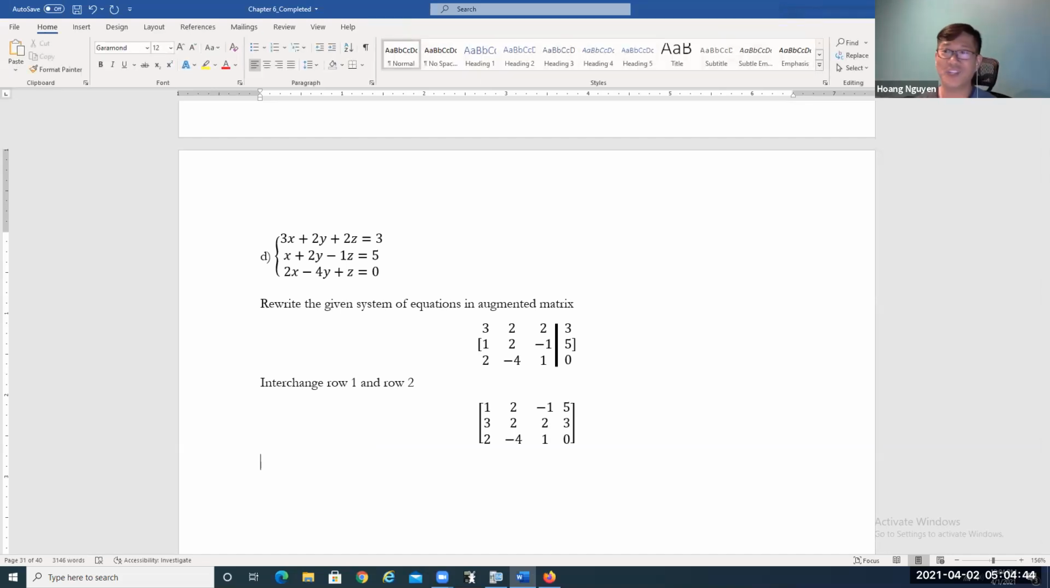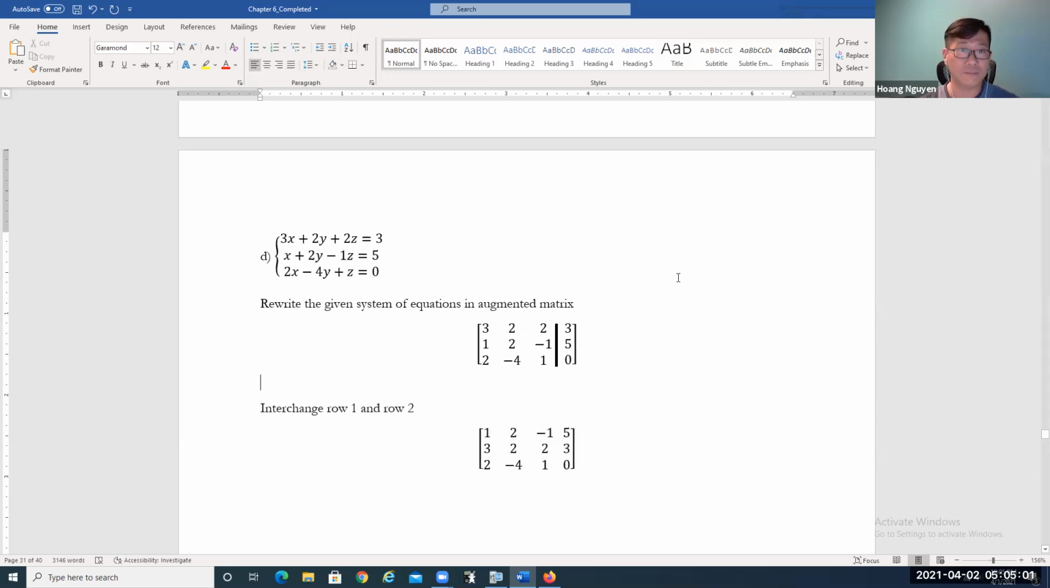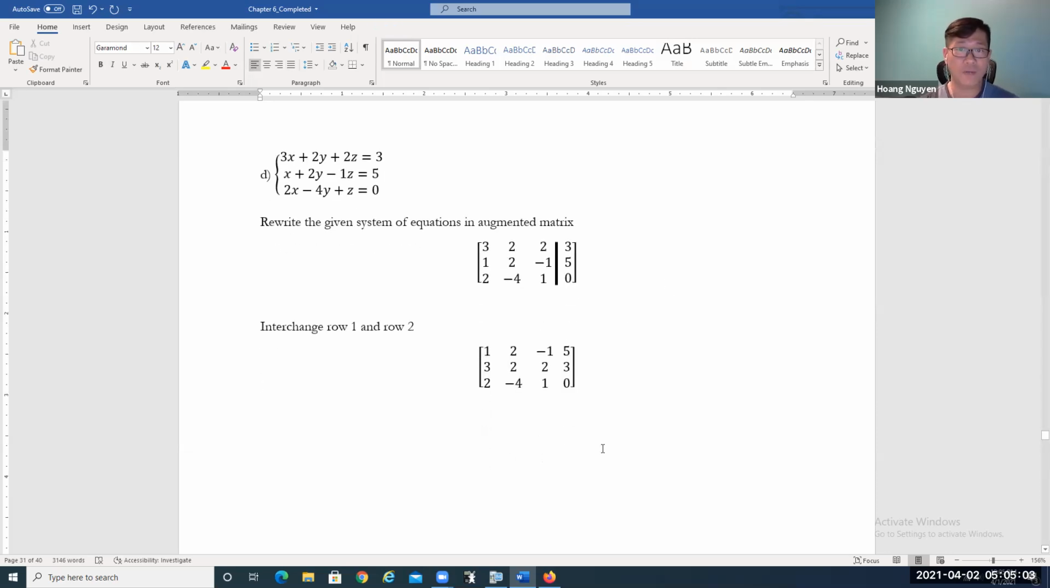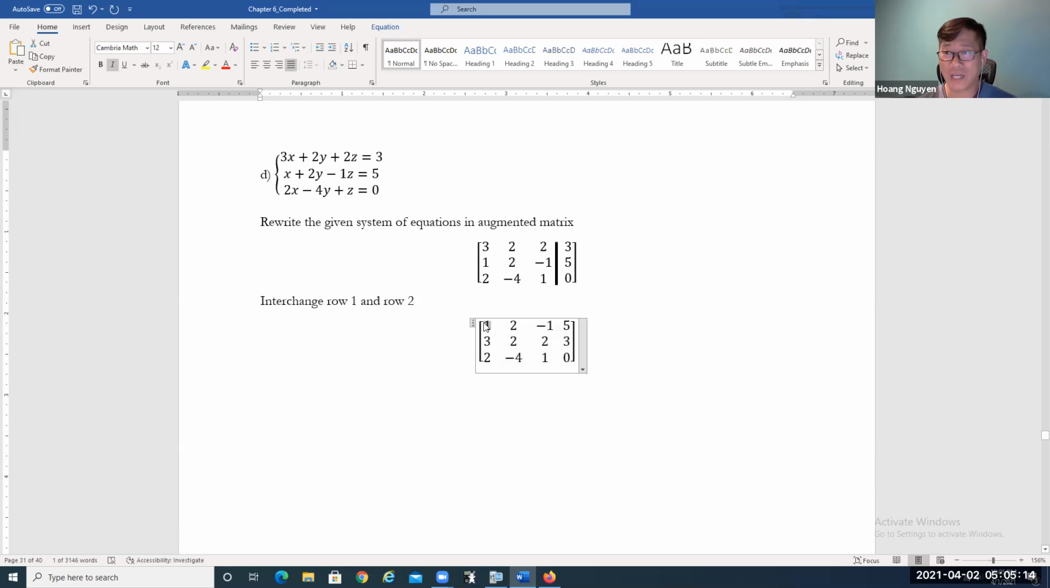Okay. So you might interchange any 2 rows in the given augmented matrix. So the purpose is you want to get the first element right here, the first element on the main diagonal, equal to 1. Okay, so once again, you can draw the vertical lines over here to separate it. That should be okay. Now, we have the first element on the main diagonal equal to 1.